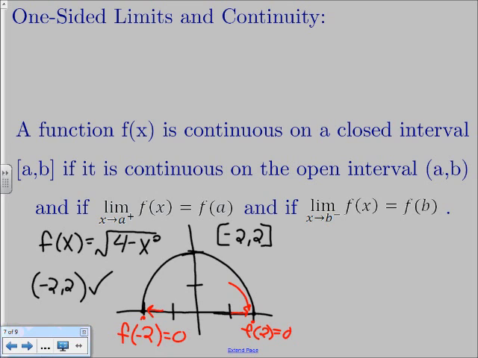So here we can say that the function, the square root of 4 minus x squared, is continuous on the closed interval from -2 to +2 because the right and left-hand limits at the endpoints match the function values at the endpoints, and it's continuous on the open interval in between those two numbers.